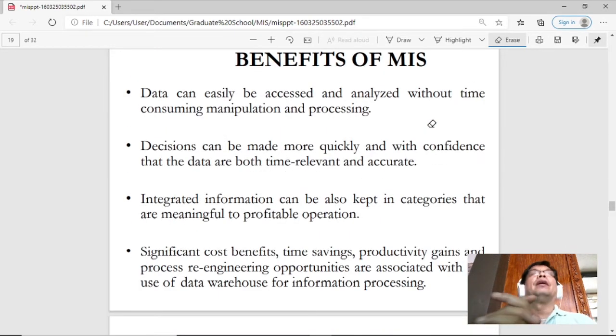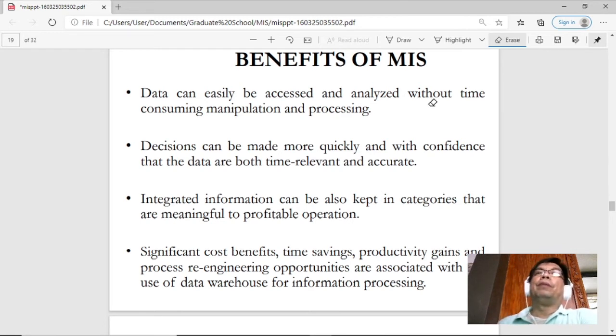Benefits of MIS. Data can easily be accessed and analyzed without time-consuming manipulation and processing. If you're using a manual system, I know you know how hard it is to manipulate and process data. But if you have them stored electronically in a database, then it will be easier for us to manipulate data. Decisions can be made more quickly and with confidence that the data are both time relevant and accurate.